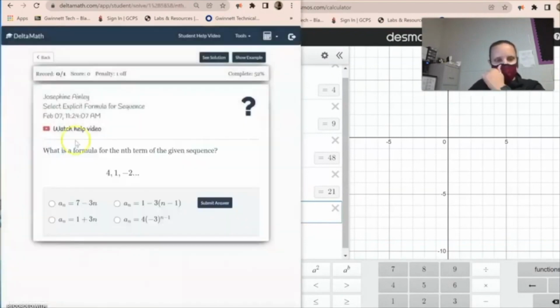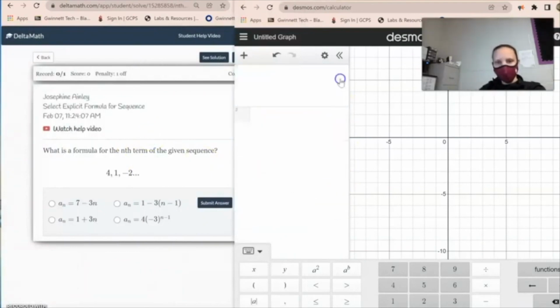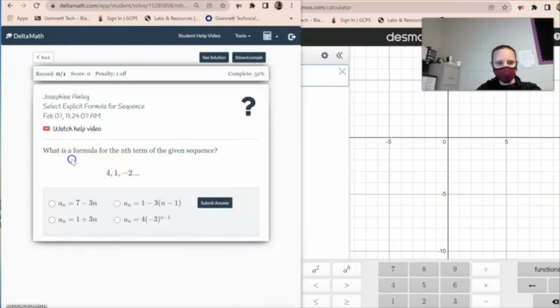All right, select an explicit formula. So remember, we talked about how we're just going to use the multiple choice. These are test-taking skills. We're just going to use the multiple choice to see what it is instead of doing it from scratch. So the question is, what is the formula for the nth term of the given sequence? These are all the different formulas.